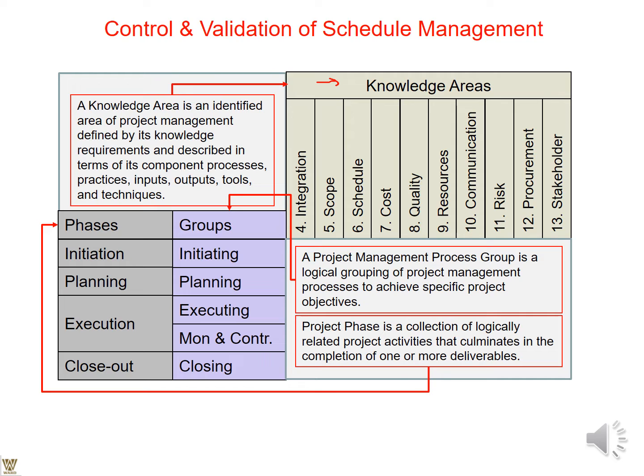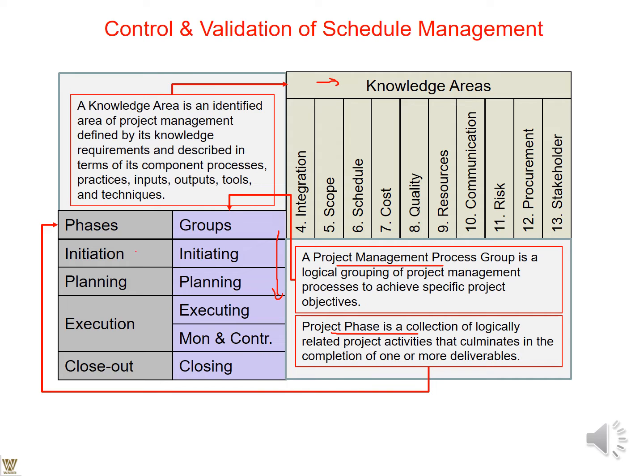Remember, project management process groups. Please understand, project management process groups are these groups that we are looking into. It engages in the logical grouping of specific projects in terms of initiating, planning, executing, monitoring and controlling, and eventually closing out. On the other hand, this was all about grouping, but what about the project phase? It's the logical activities that culminate into one or more deliverables.